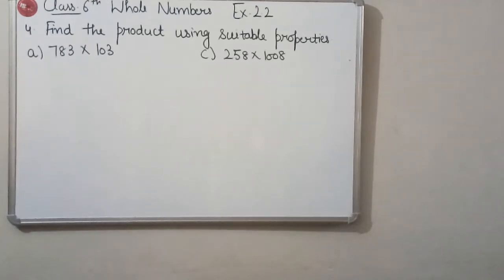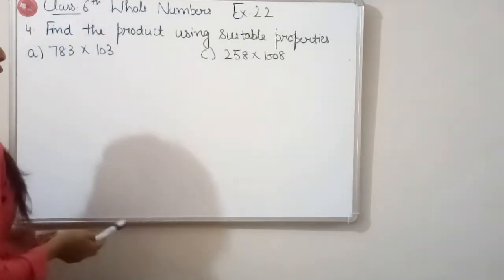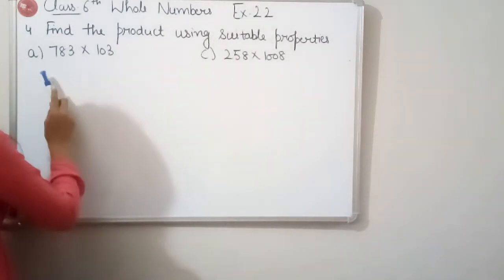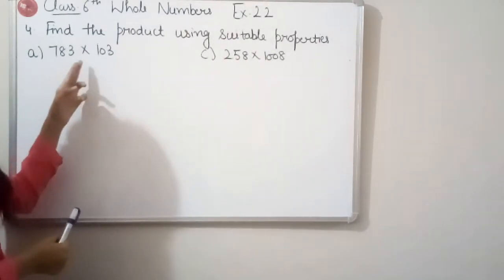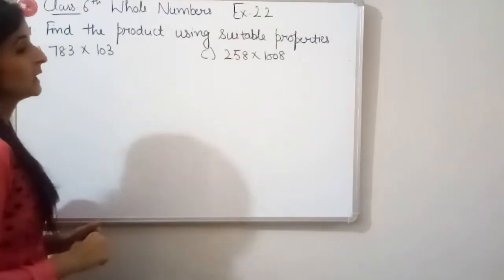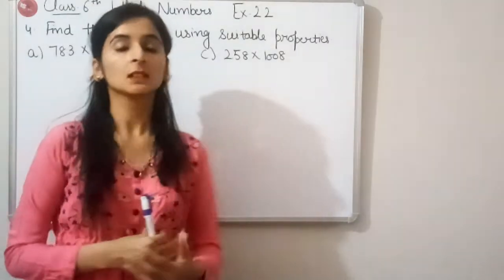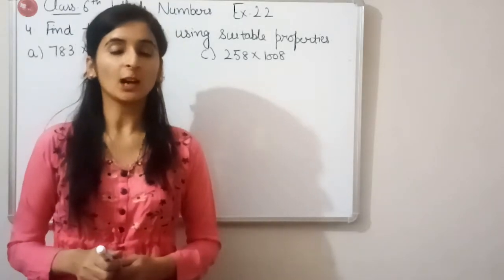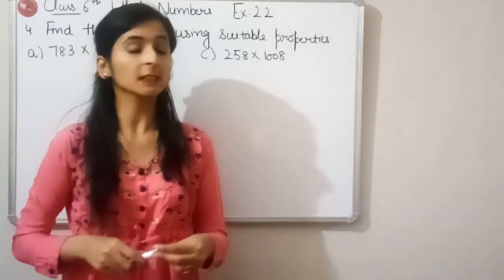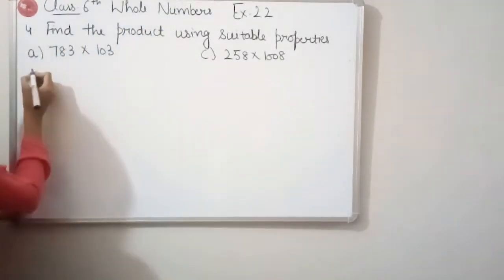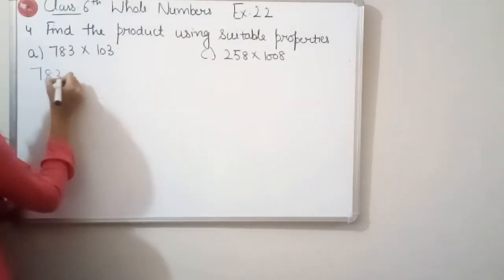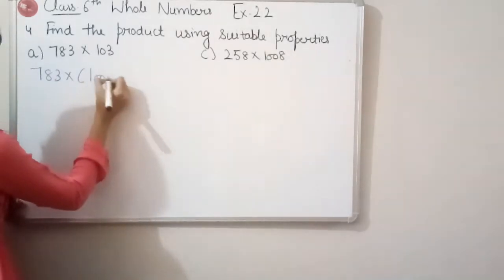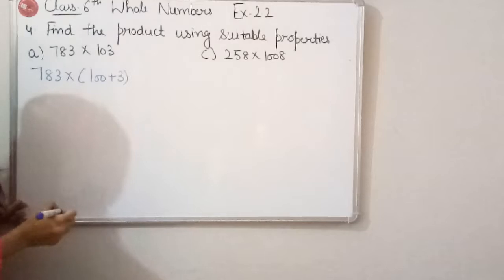Children, our fourth question was left in between. Question number 4 is, find the product using suitable properties. A part is 783 multiplied by 103. Here we have to use the distributive property. So let us see how we can use the distributive property here. 783 multiplied by, how can we write 103? We can write it as 100 plus 3 also.